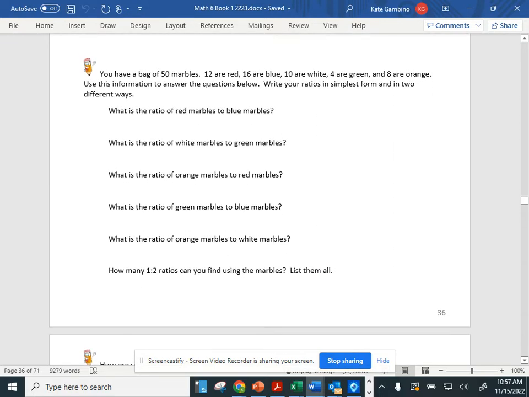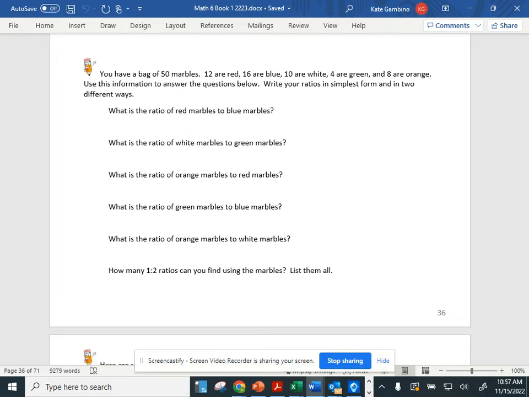All right, so let's look. You have a bag of 50 marbles. 12 are red, 16 are blue, 10 are white, 4 are green, and 8 are orange. Use this information to answer the questions below. Write your ratios in simplest form and in 2 different ways. So you're going to pick, are you going to write it with the colon, with the word "to"? Are you going to write it as a fraction? You need to pick 2 ways to write it.